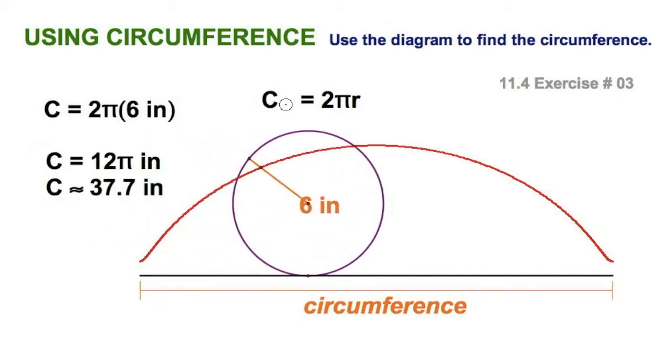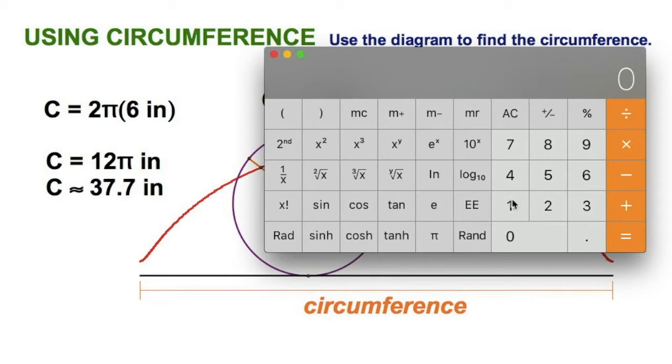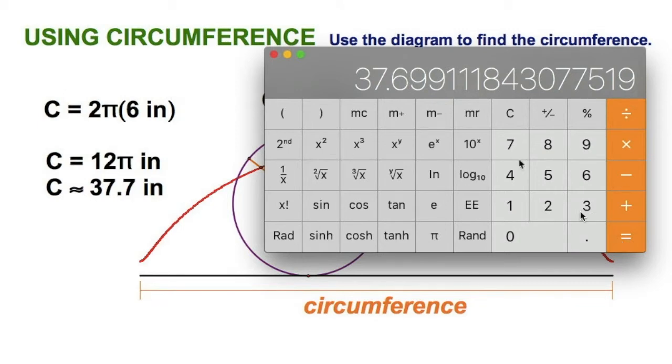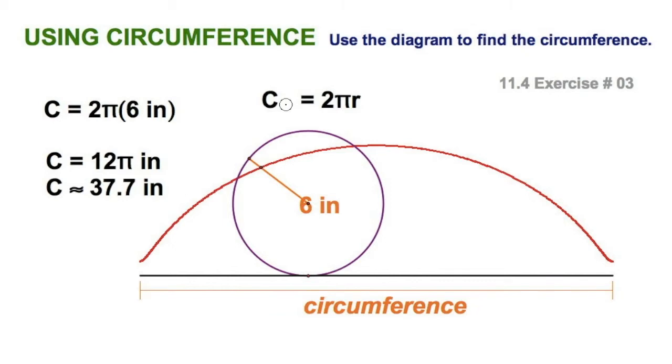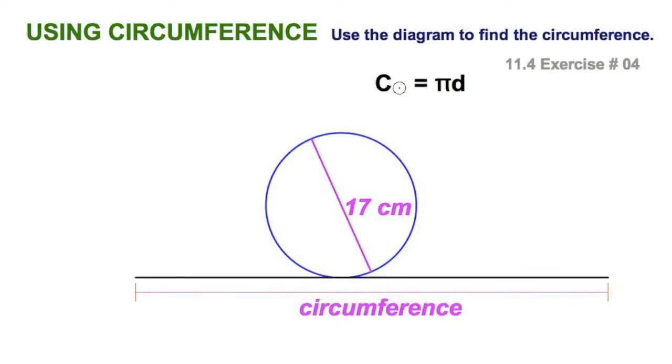So the radius is 6, the diameter would be 12 inches, so the circumference is 12 pi, which is about 37.7. If you're going to bust out your calculator for that, you'll just take the 12 times your pi, and there you go, to the nearest tenth, 37.7. Now, let's go to number 4. Same thing, except you're given a diameter. We know that circumference is 2 pi r, which is the same as pi d.